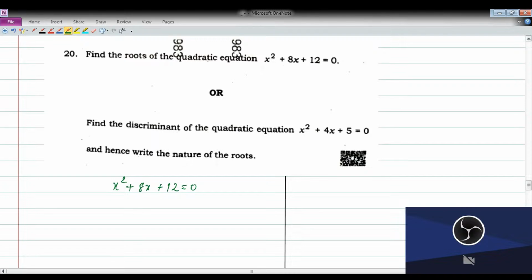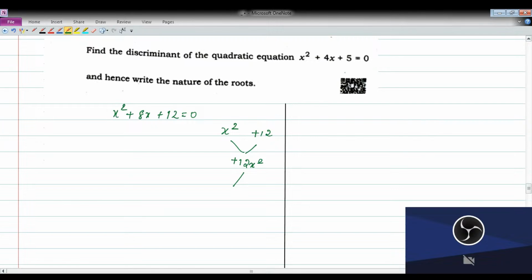To solve this quadratic equation, first I am going to use the factorization method. For that purpose, I consider the first number and the last number. The product of these two is plus 12x square. Now I am going to find the factors whose product is 12 and sum is 8. I will take one x here and another x here. What are the factors? 6 and 2 are the factors. 6 twos are 12 and 6 plus 2 is 8. So both factors will take plus sign. So here I have x square plus 6x plus 2x plus 12 is equal to 0.